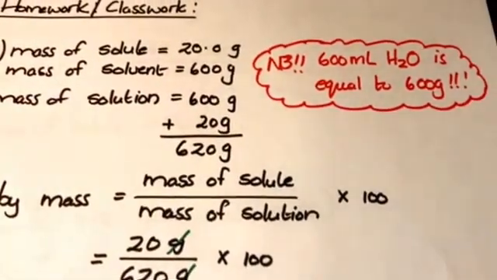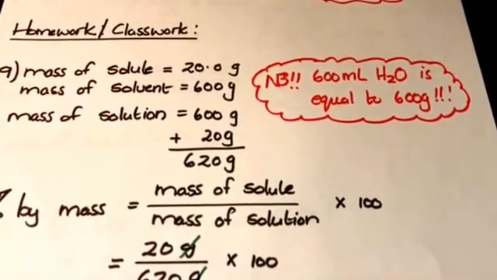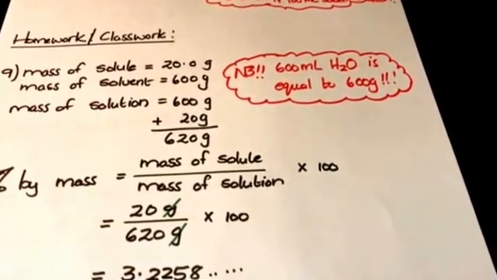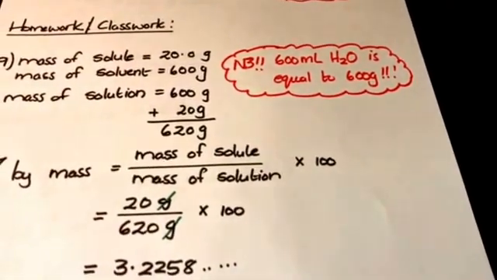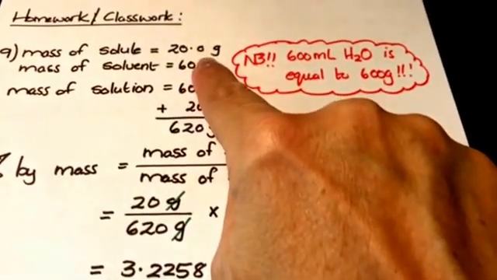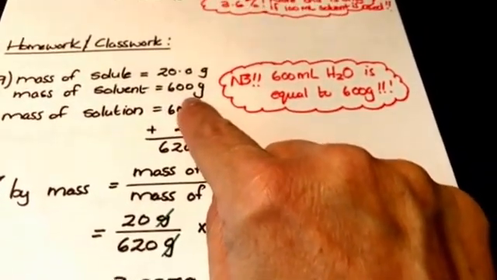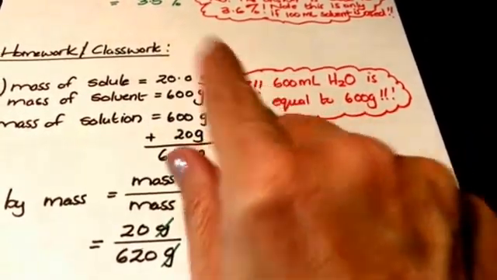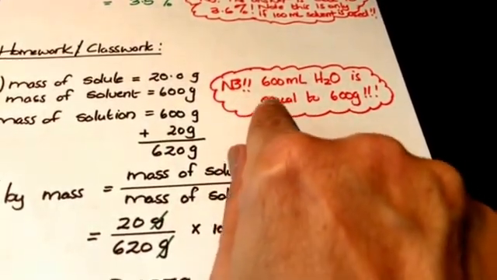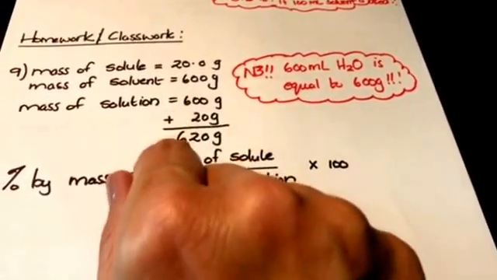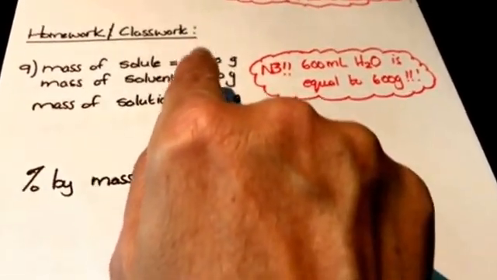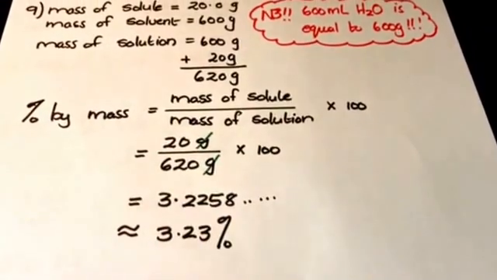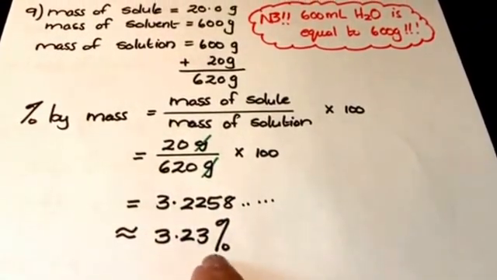The class example that we did was you had to determine the percentage of sodium hypochlorite in a solution. So you had 20 grams of solute. The 600 grams of water, we got it from the 600 milliliters of water. Remember that 1 milliliter of water is equal to 1 gram, so 600 milliliters of water will be equal to 600 grams. To get the mass of my solution, I have to add those two together. If I substitute it into my formula, I get an answer of 3.23%.